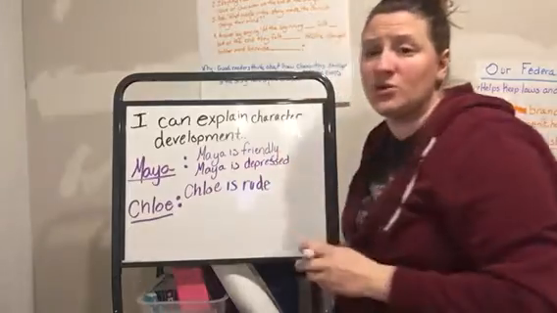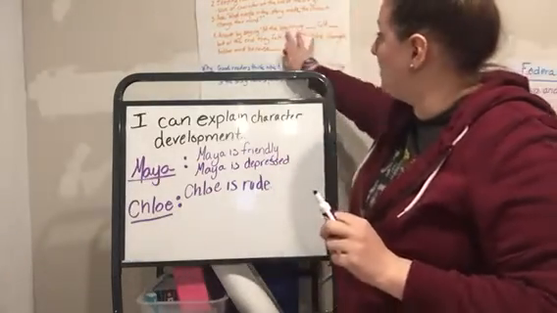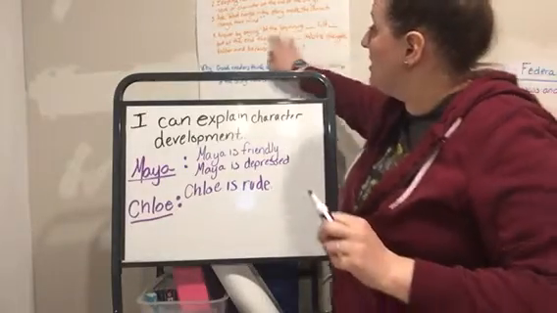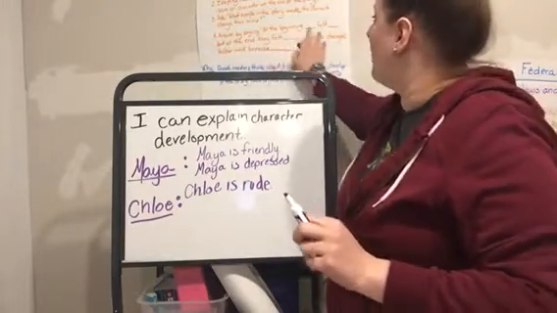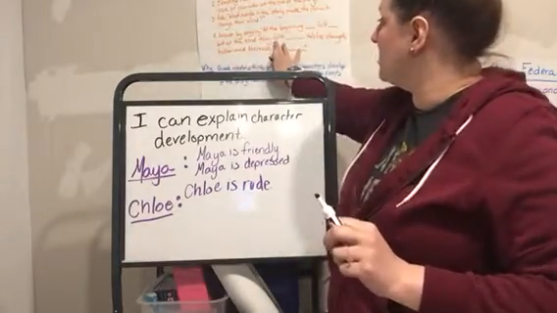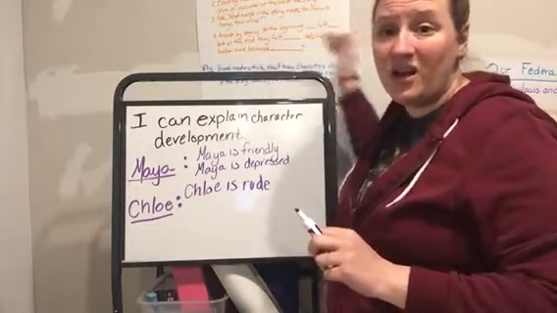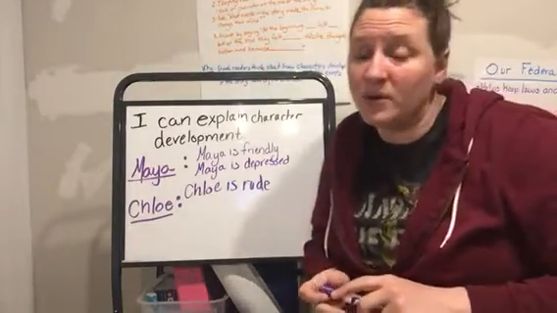Because at first she was so friendly, she just kept trying to be their friend. So if I'm doing this, I can say at the beginning, Maya felt friendly. But at the end, she felt depressed. She changed her mind. She changed because of the fact that everyone was mean to her. Nobody was nice to her.